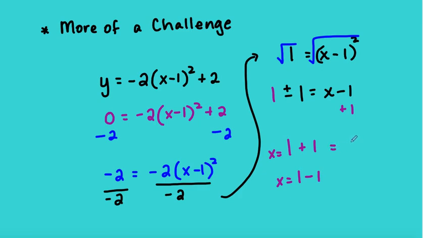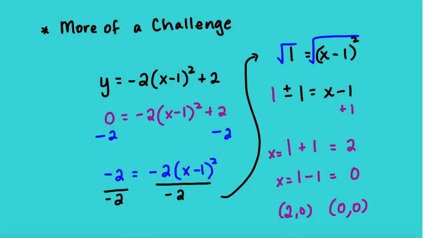So 1 plus 1 is 2. 1 minus 1 is 0. So my x-intercepts are (2, 0) and (0, 0). Yes, the origin can be an x-intercept. We're going to talk more about these x-intercepts a little bit later.